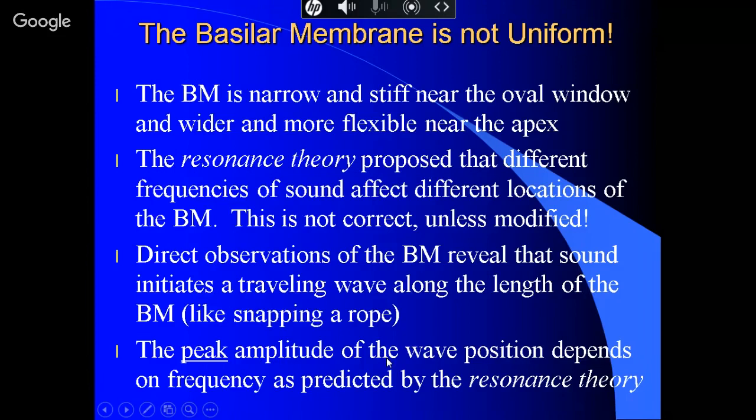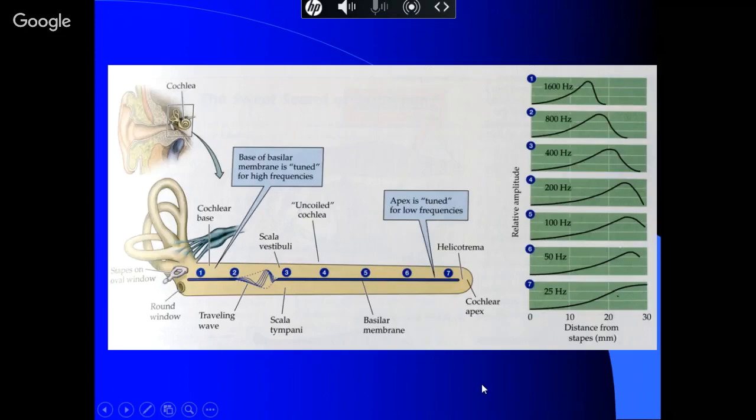The peak amplitude of vibration of the basilar membrane is what determines the frequency that you detect. It's not that only that part vibrates. The whole thing vibrates with the wave, all right? But the peak of the amplitude is where the sound is detected.